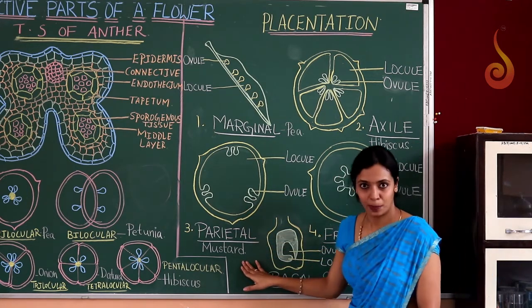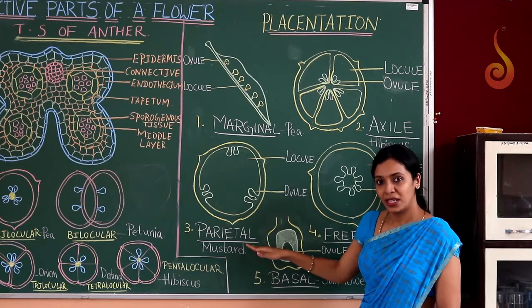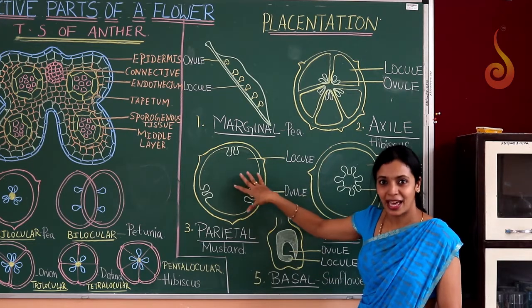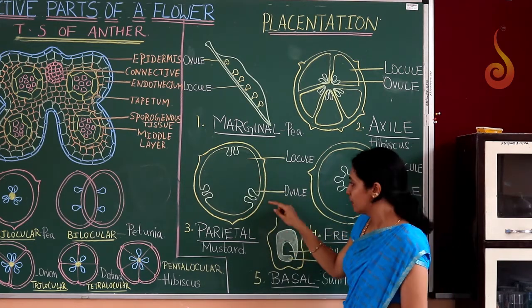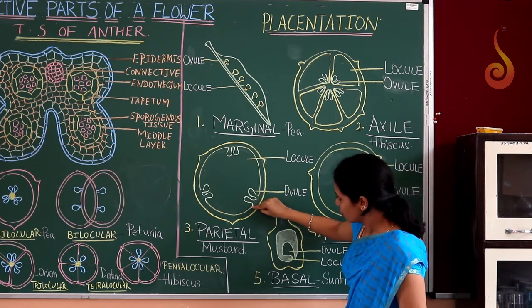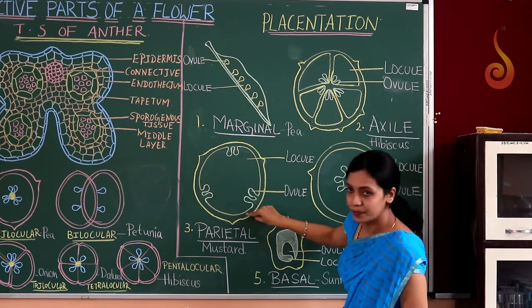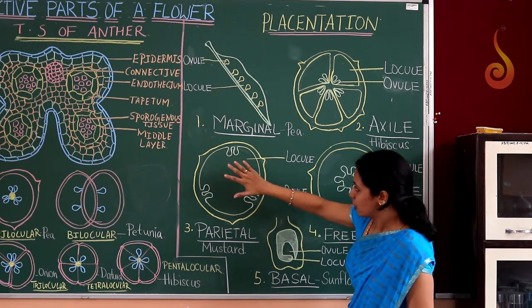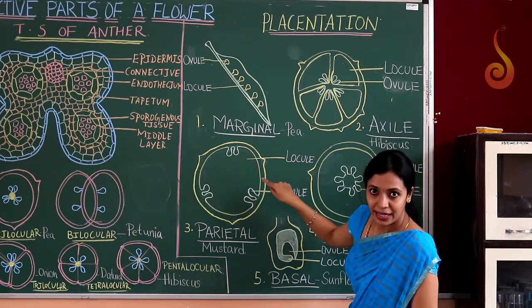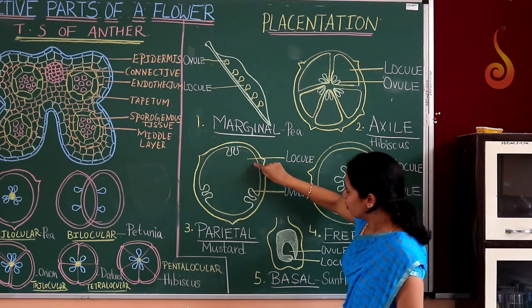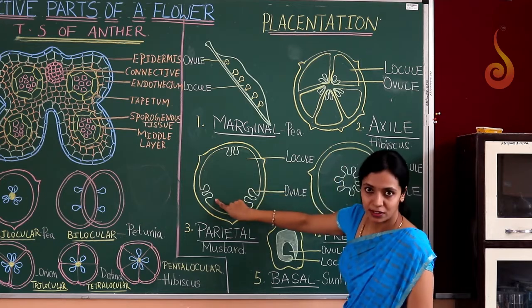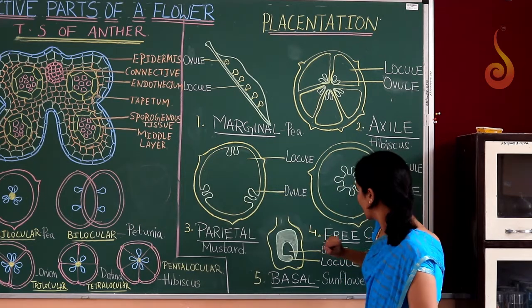Third, we have parietal placentation. Parietal means the wall of any empty cavity or chamber. So parietal placentation would mean that the ovules are attached to the wall of the ovary. So this ovary is unilocular. It has only a single chamber, and to the unilocular ovary's walls, you can find the ovules attached.